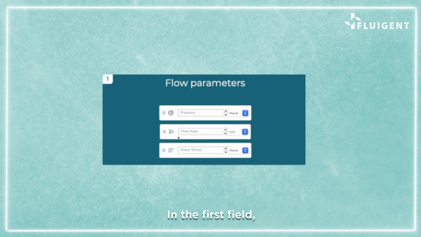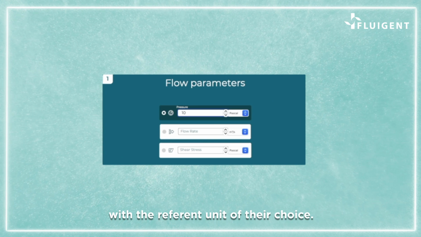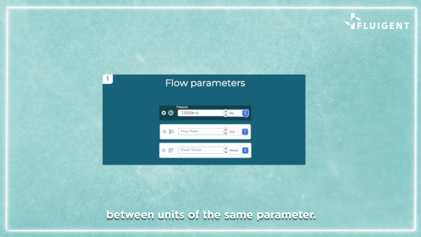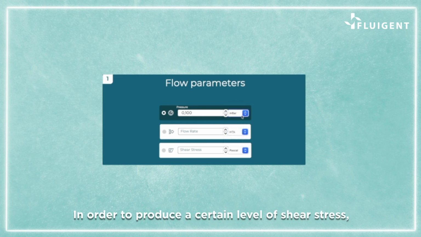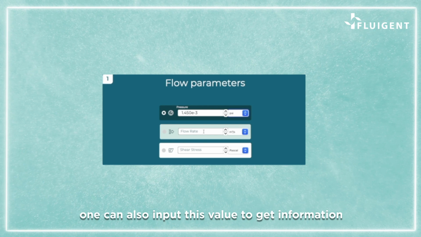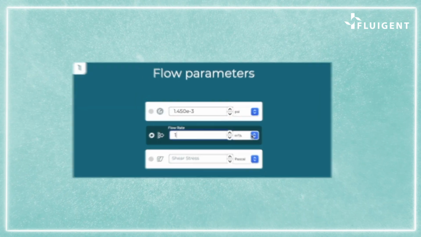In the first field, one can enter the pressure or flow rate parameter with the referent unit of their choice. Unit conversion is directly applied when switching between units of the same parameter. In order to produce a certain level of shear stress, one can also input this value to get information about flow rate or pressure to apply in the system.